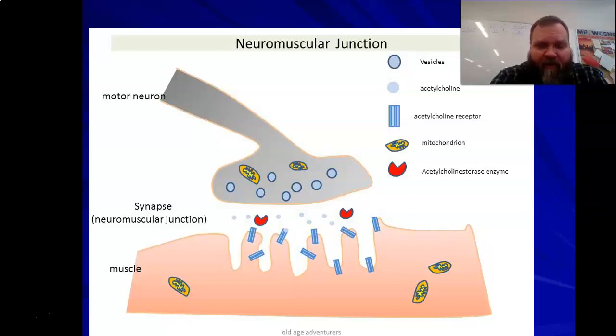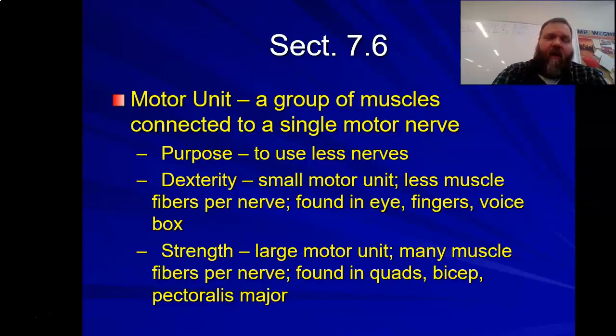And what happens is it releases all these little particles, and these little particles go into the muscle and trigger the muscle to contract. A motor unit is a group of muscles connected to a single motor nerve. The purpose of a motor unit is to use fewer nerves and therefore make it more efficient.